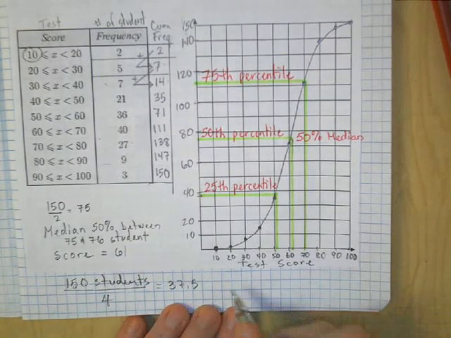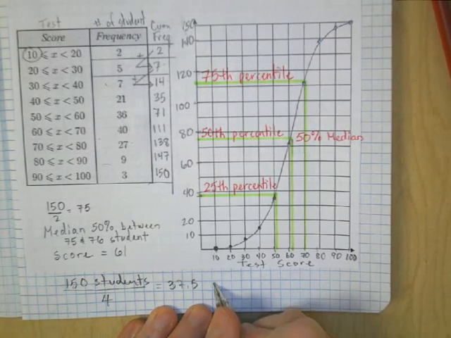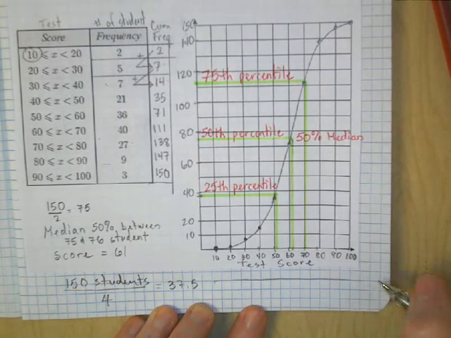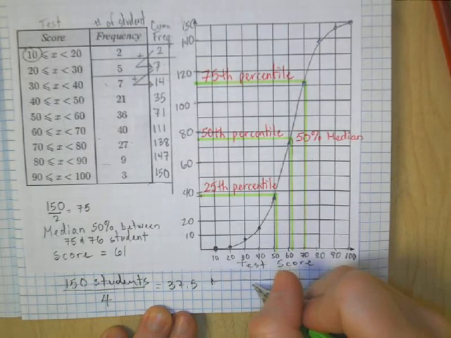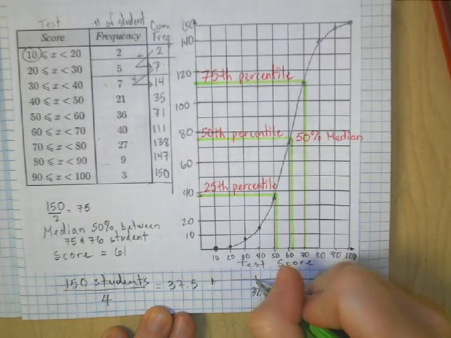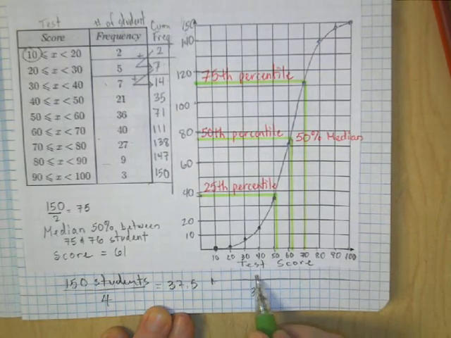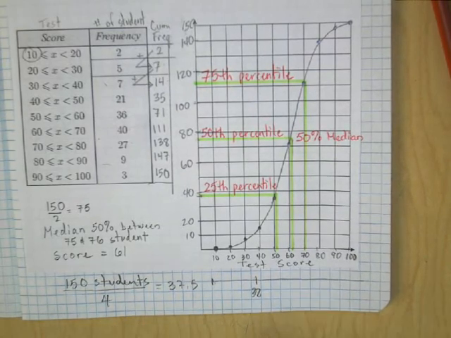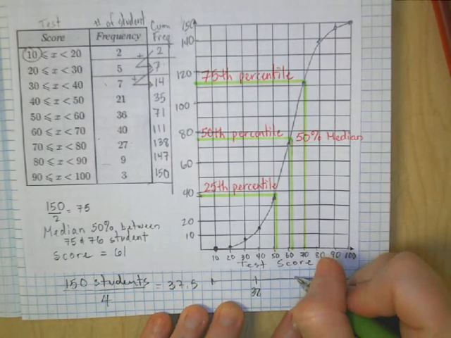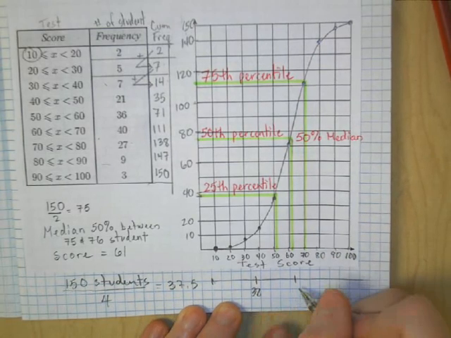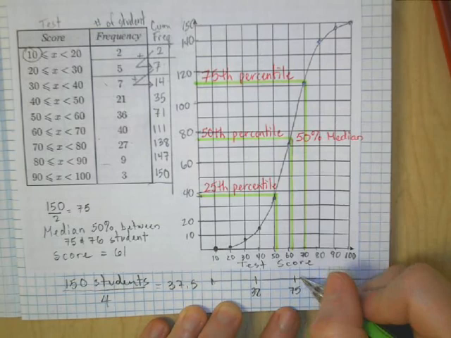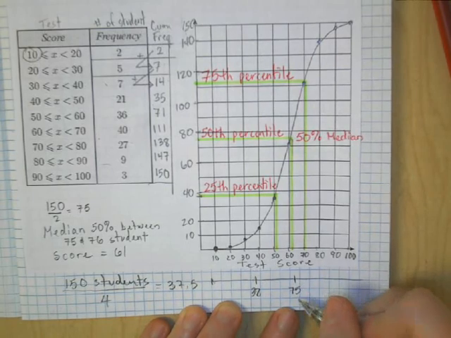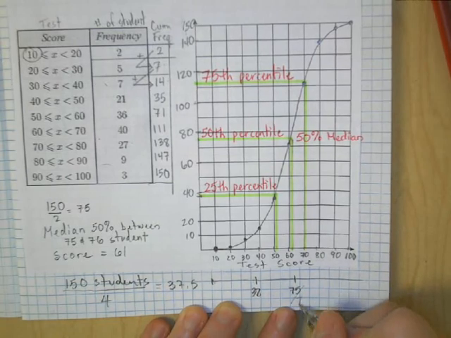So if you think about all the students, if we have 150 lined up here and we want to divide this into 4, 37.5 means the 38th student is going to be 25% of it. So there's 37 here, and then 1 student, and then another 37, so 38 plus 37 gets me up to 75. Between the 75th and the 76th student is where we're going to have the median.